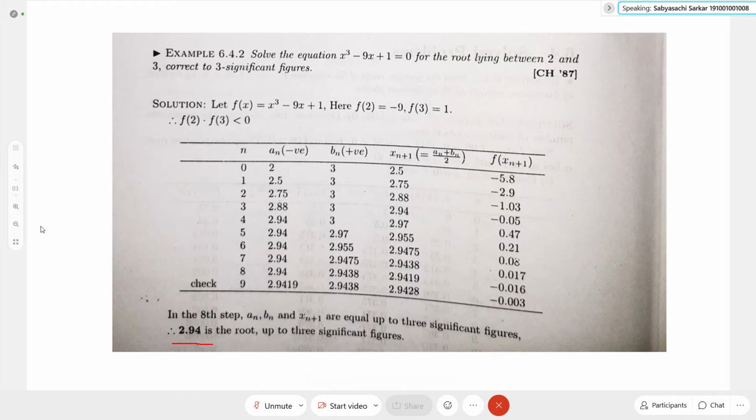Ma'am, I was asking that if in between, in any of the steps, we get f of xn plus 1 equals 0, at that time what will be the x value? The midpoint, the xn plus 1, that will be the x value.